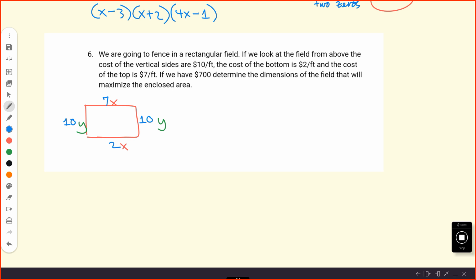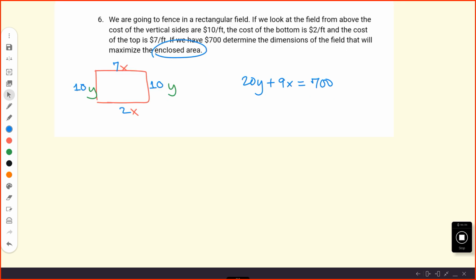Or the enclosed space, enclosed area. So this is the area, but then we just have to figure out the perimeter, right? Okay, just add these. So that's going to be 20y plus 9x equals 700. But we know the area is length times width, right? So area is length times width.